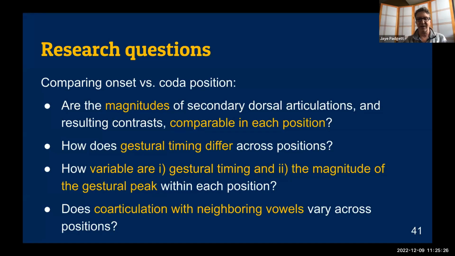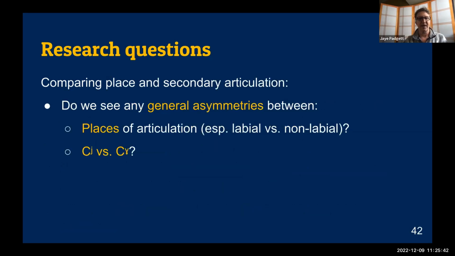Co-articulation with the vowel is just one source of potential variability. So it's a special case of what we already said. We happen to find really very little effect of vowel on these gestures in our earlier work on Irish. But we were only looking at onsets. If we think about place of articulation, do we see any asymmetries like the above depending on place, so labial versus non-labial, or simply based on secondary articulation itself? Are there systematic differences in palatalized versus velarized consonants depending on position?